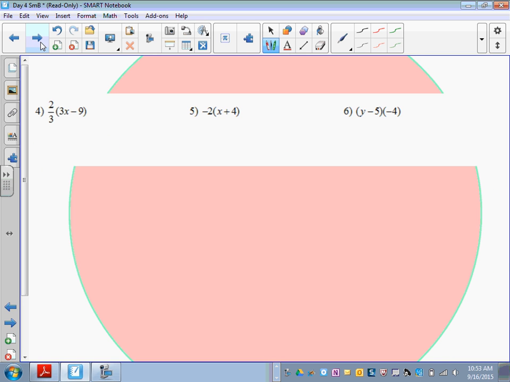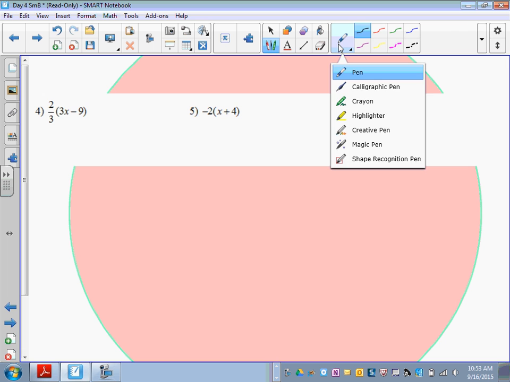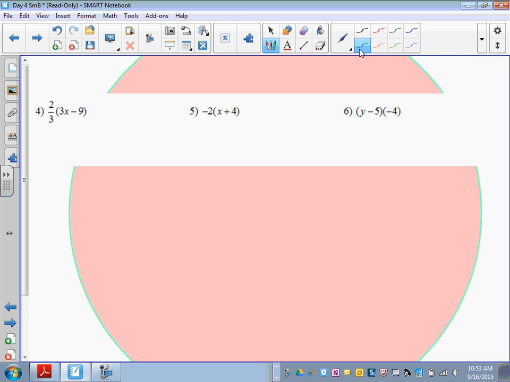Alright, let's go and take a look at number 4, and we'll do number 6. So number 4, now we're throwing some fractions at you. Same idea. We have to distribute my 2/3 to the 3x. So I have 2/3 times 3x. And then distribute my 2/3 to the 9. So minus 2/3 times 9. So again, I'm distributing that 2/3 to both pieces. I'm distributing it to both terms within my parentheses. 3x is a term and 9 is a term.